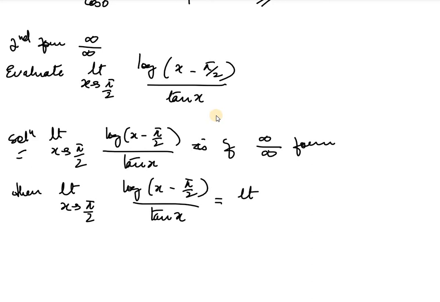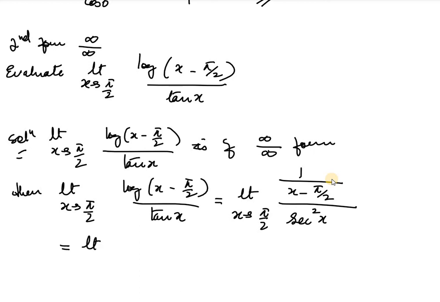is equal to limit x tends to pi by 2. Again, just like in form number 1, you differentiate the numerator separately and the denominator separately. So what is the differentiation of log of (x minus pi by 2)? It will be 1 upon (x minus pi by 2), divided by, what about the differentiation of tan x? It is secant square x. So this is equal to limit x tends to pi by 2, then it will become 1 by (x minus pi by 2) into secant square x.